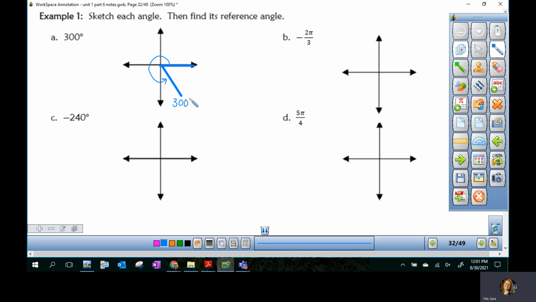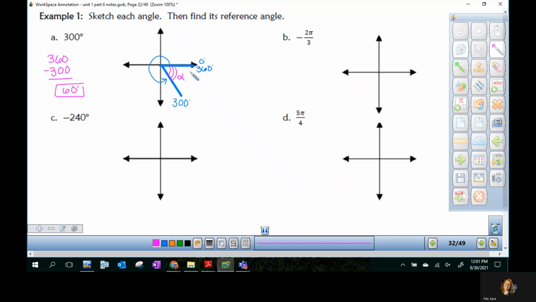So if this is 300 degrees, and if I went all the way back around, that gets me to 360, right? So I'm looking for this angle. This is the reference angle, the distance from the terminal side to the closest x-axis. So how big would that angle be? 60 degrees. And I'm going to show the work. I know most of you would just do this in your head, but for the sake of your notes, I'm going to write it down. We're doing 360 minus 300. That's where 60 degrees is coming from. So this angle is 60 degrees.